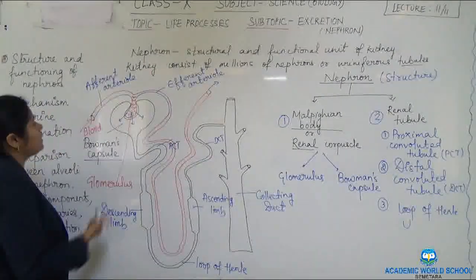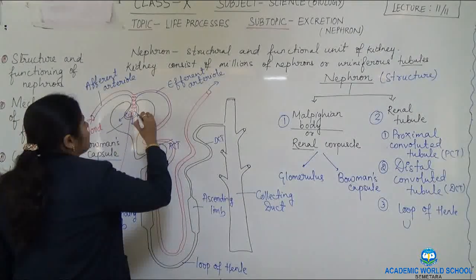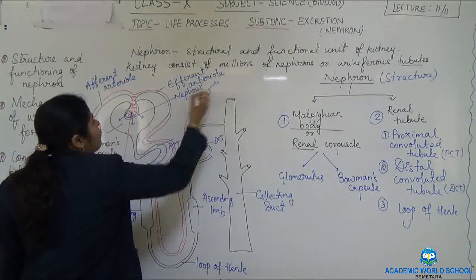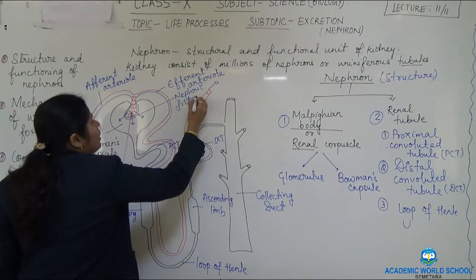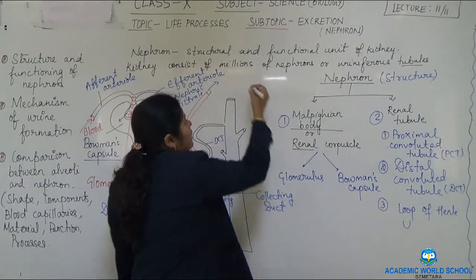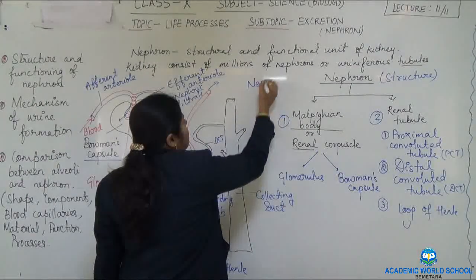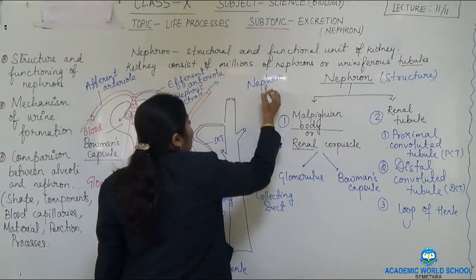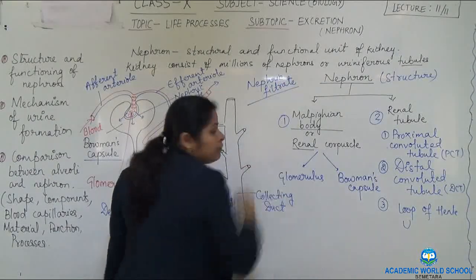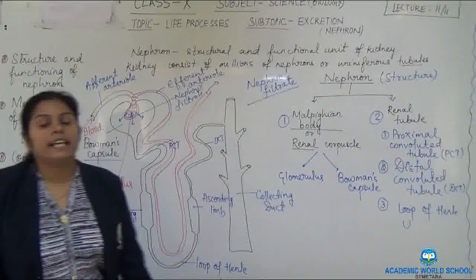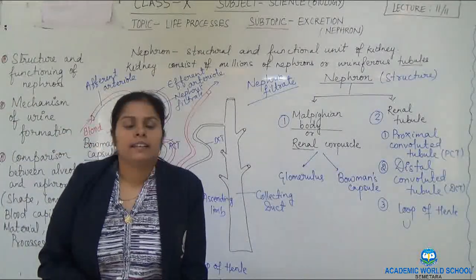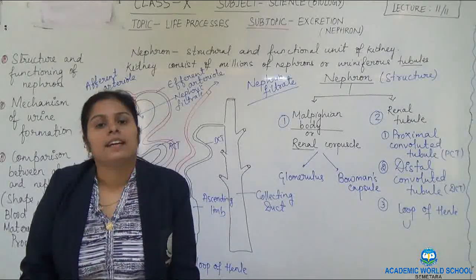What is it called? It is called nephric filtrate. What does this nephric filtrate consist of? We know that this nephric filtrate consists of both useful and harmful material. Useful material like glucose, amino acids, vitamins, and wasteful materials like urea, uric acid, and so on.